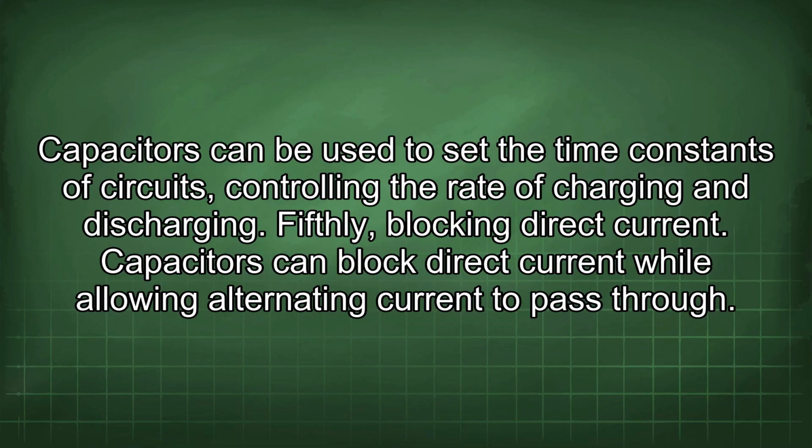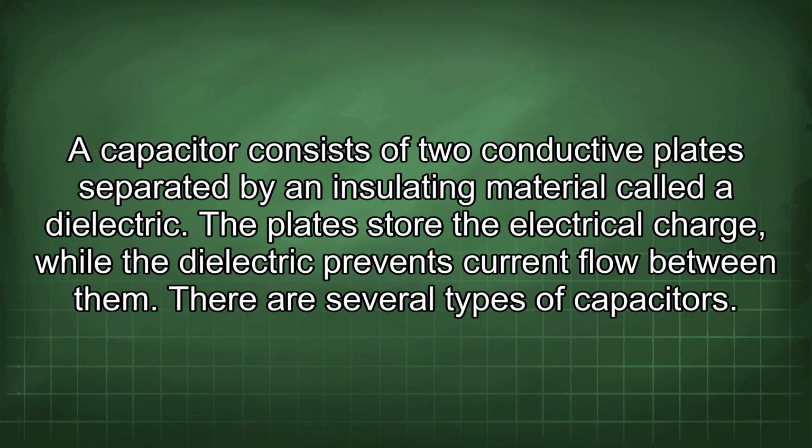Fifthly, blocking direct current. Capacitors can block direct current while allowing alternating current to pass through. A capacitor consists of two conductive plates separated by an insulating material called a dielectric. The plates store the electrical charge, while the dielectric prevents current flow between them.